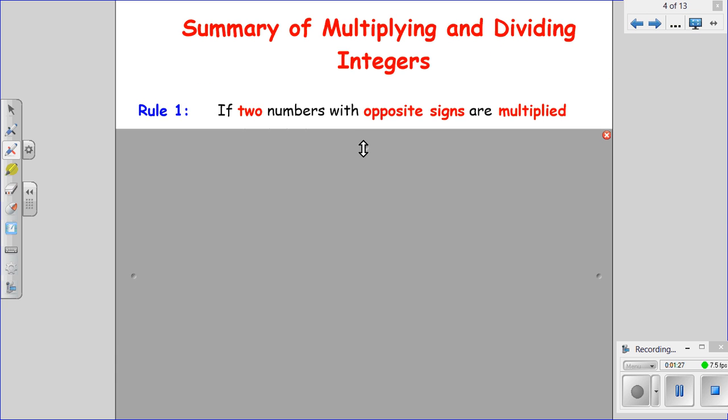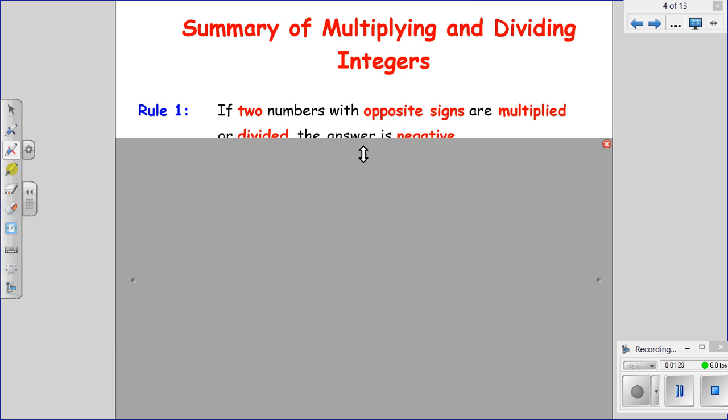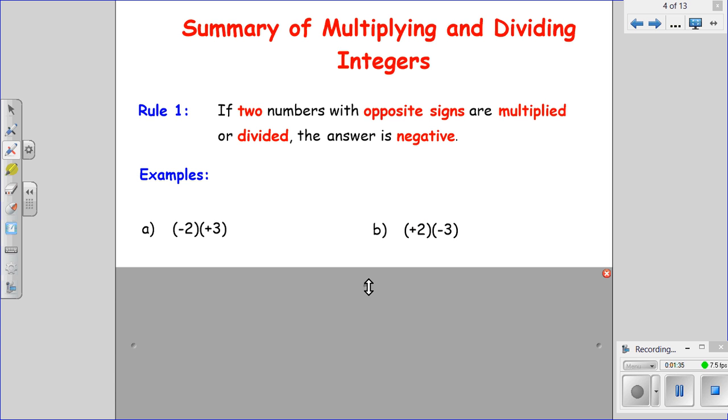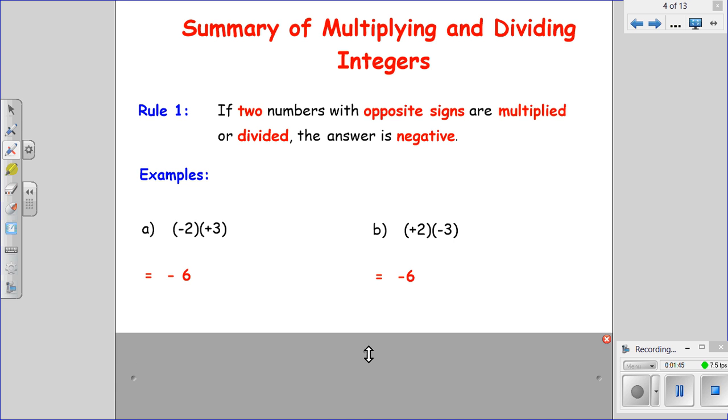So to summarize that, two numbers with opposite signs, when they're multiplied, and we're going to add in or divided, the answer is negative. So if I think about negative 2 multiplied by positive 3, or positive 2 multiplied by negative 3, we just multiply the digits, so 2 times 3 is 6, and both of them will be negative because we had two integers with opposite signs.